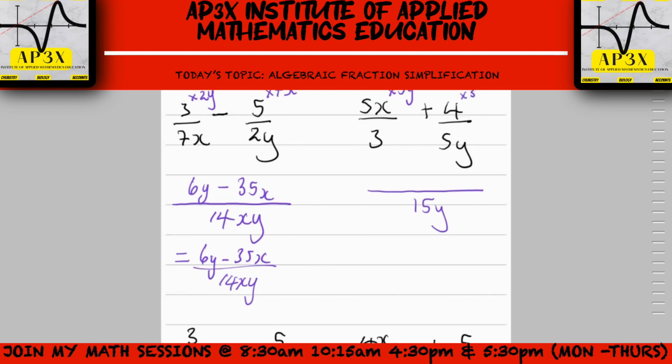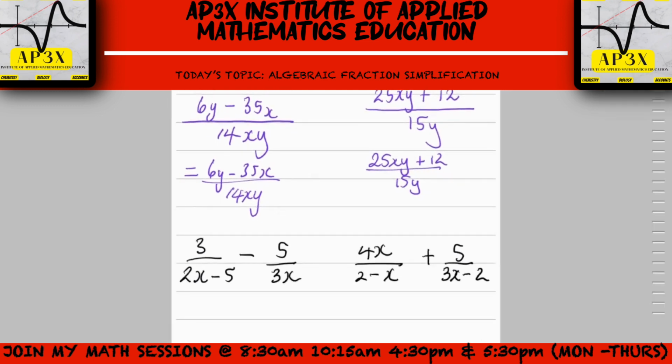So 5 times 5 gives us 25, and x times y gives us xy. And that's going to be plus 4 times 3 is 12. Once again, we end up with another example here where we are not allowed to go any further because of the unlike terms. So our final result here is 25xy plus 12 divided by 15y. That is our final result then.